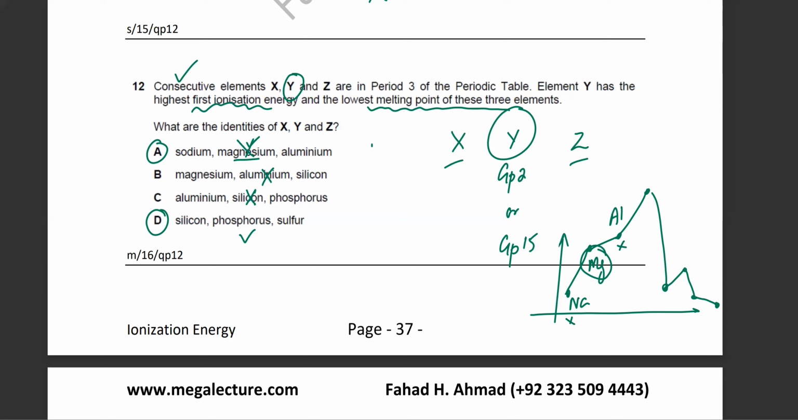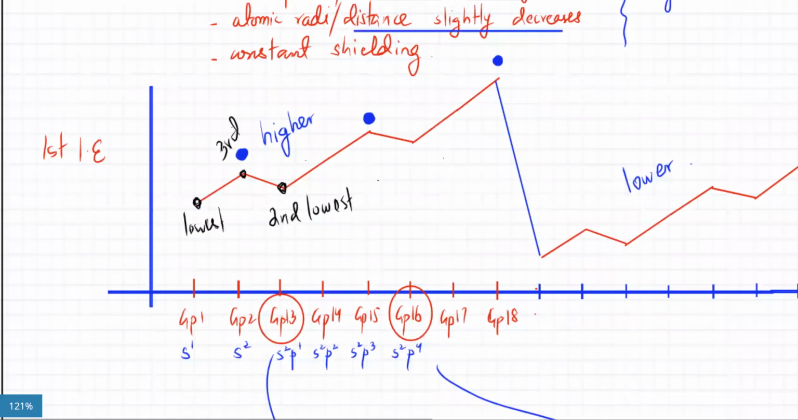And if I pick phosphorus, this is silicon, this is phosphorus, and this is sulfur. Phosphorus has a lower melting point compared to its neighbors on the right and left. So option D is going to be the correct one. So there were two things. They were consecutive elements X, Y, and Z, and the middle one must have the greater ionization energy compared to its neighbors. For that, we were able to single it out and identify that it must have been group 2 or group 15.